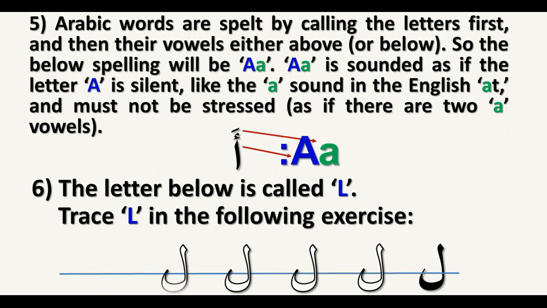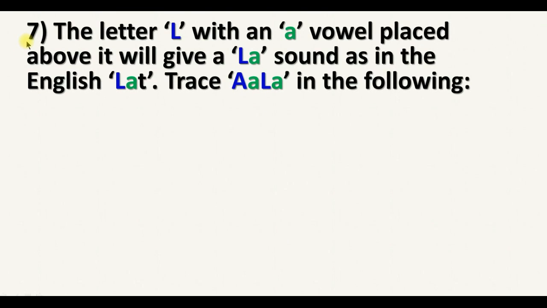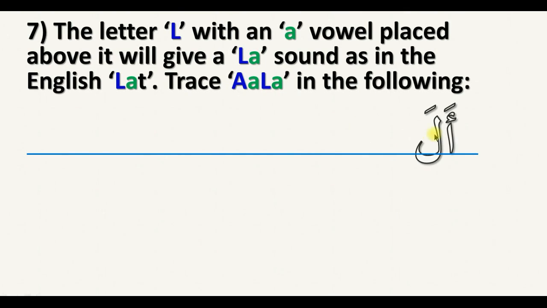So here once again is the letter L. For number 7, the letter L with an A vowel placed above it will give a la sound, as in the English lat. Trace a la in the following. Here we have a la, Allah. You have to read and write from the right to the left.